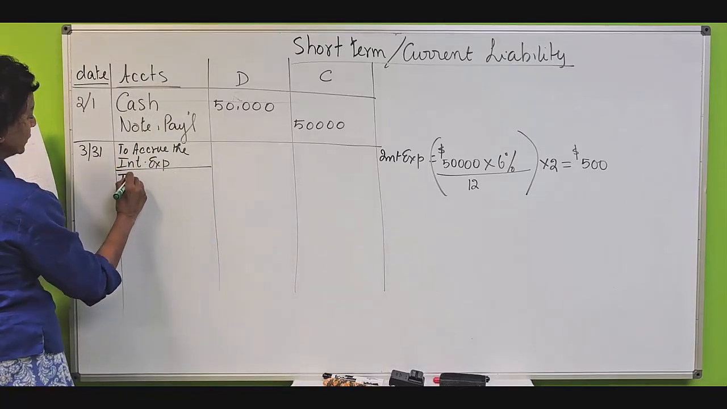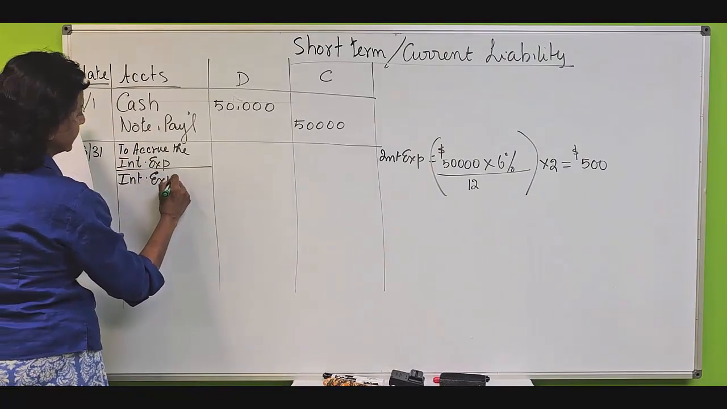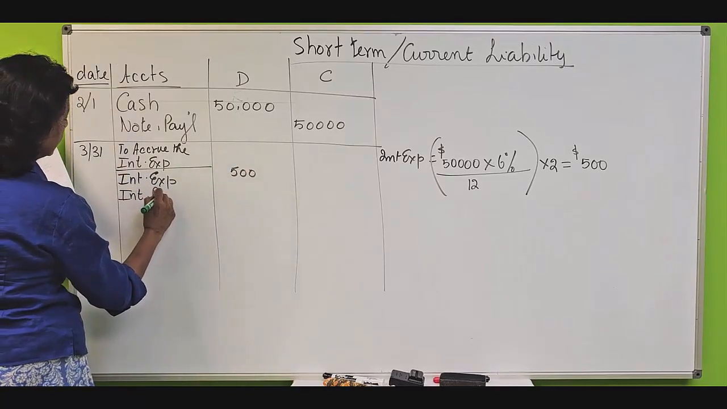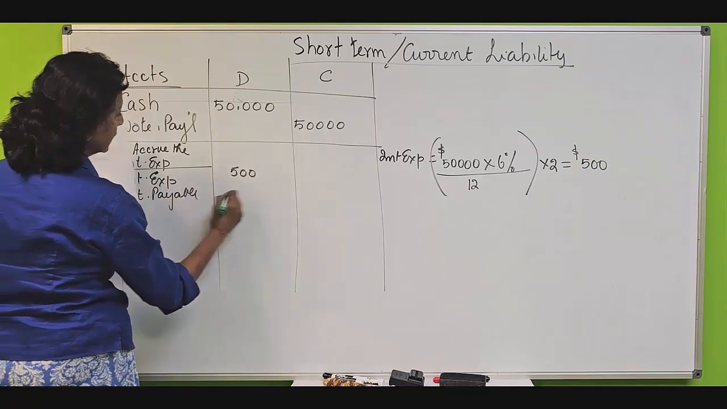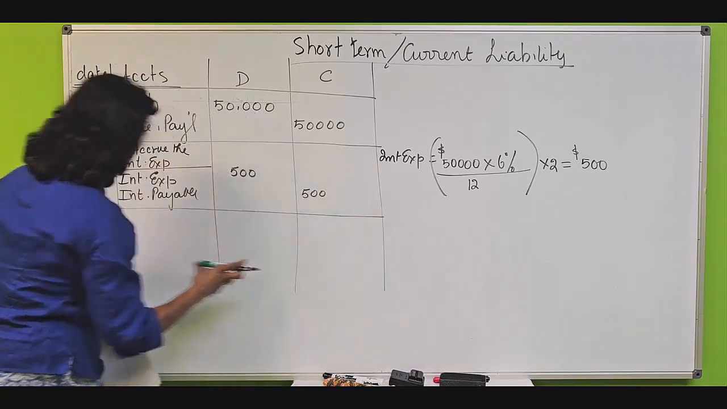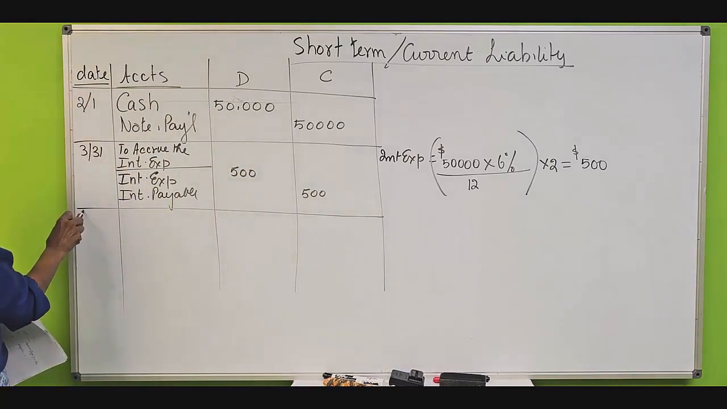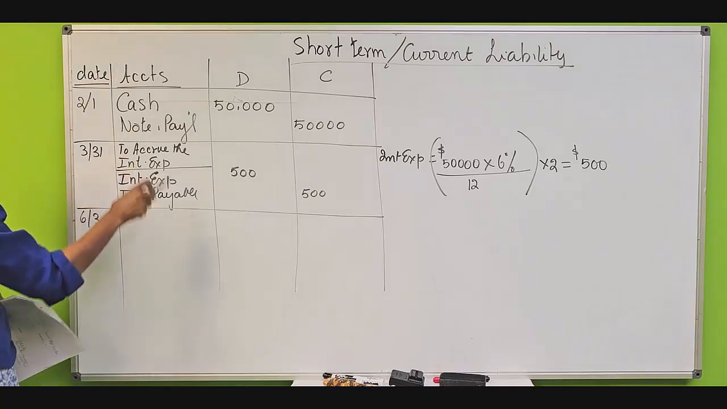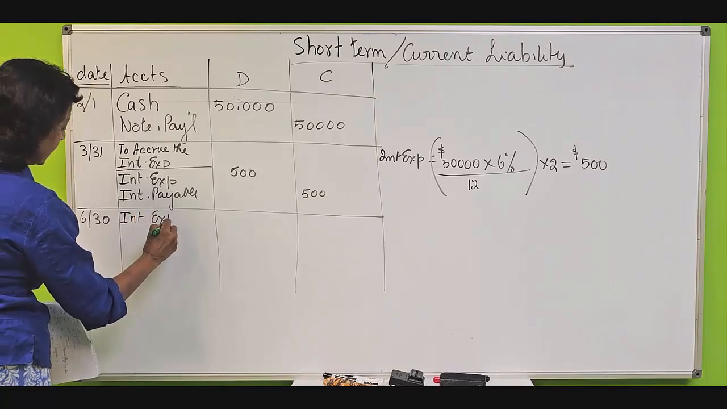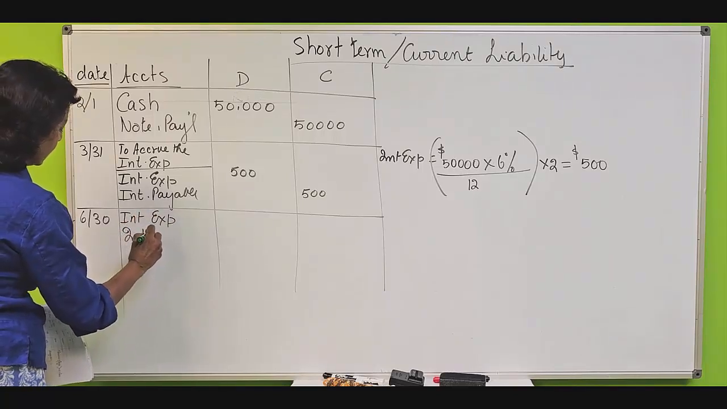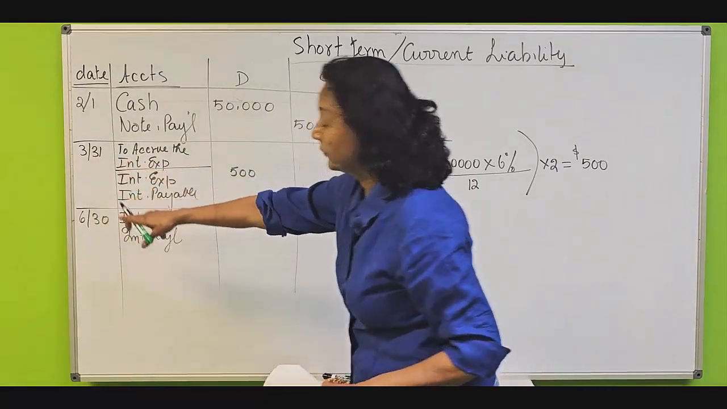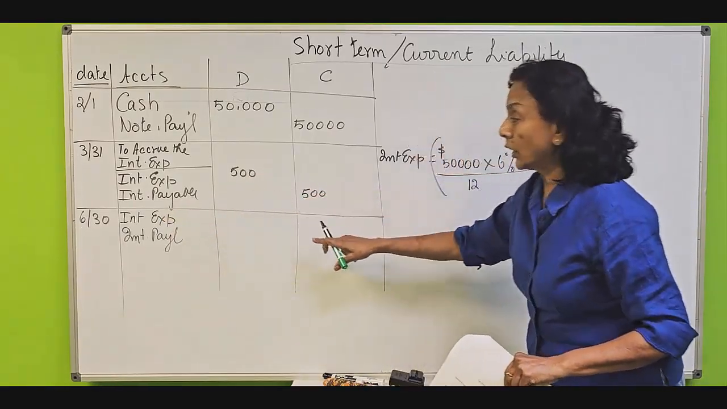Therefore, you debit interest expense for 500 and credit interest payable 500. Okay, and then the next end of the quarter will be June 30. The entry will be the same. You debit interest expense and you credit interest payable.